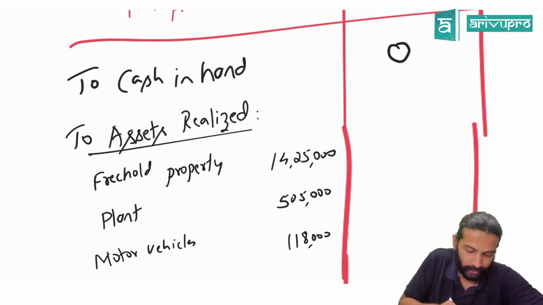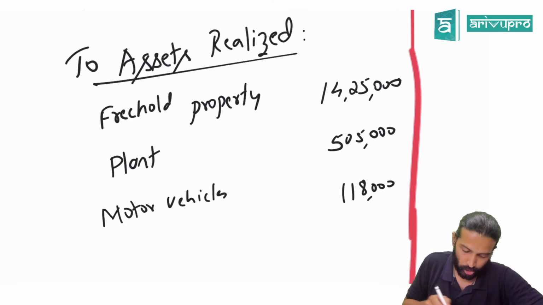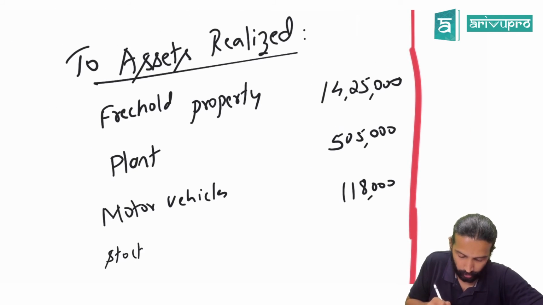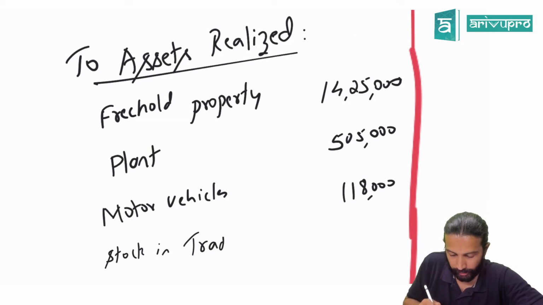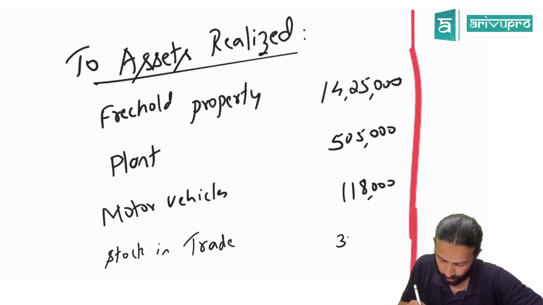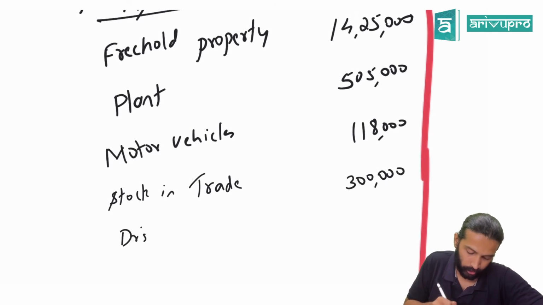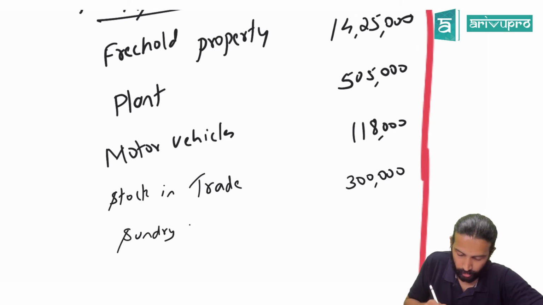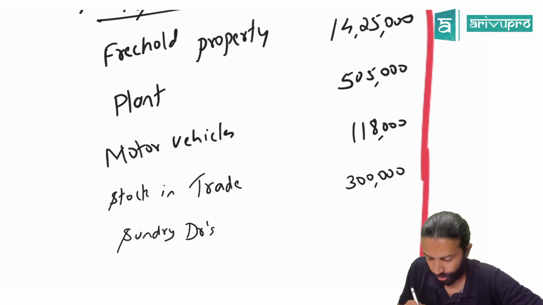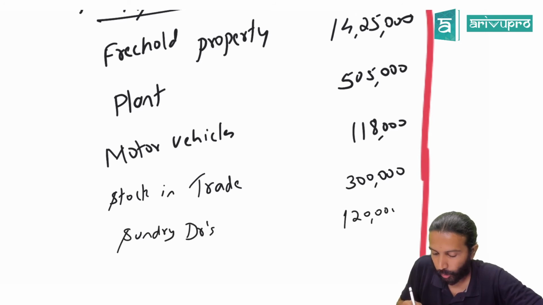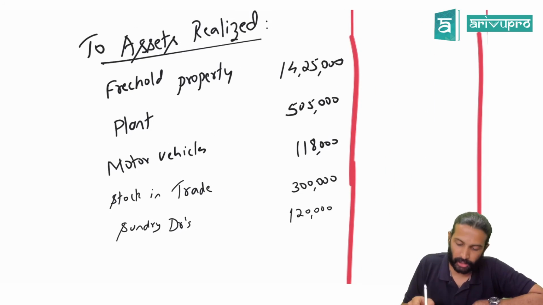After motor vehicle, what did he realize, sir? Stock in trade. Stock in trade ka realizable value is what? 3 lakh. Next is sundry debtors. Okay. Sundry debtors. How much? 1,20,000. Any other asset realized or that's about it?